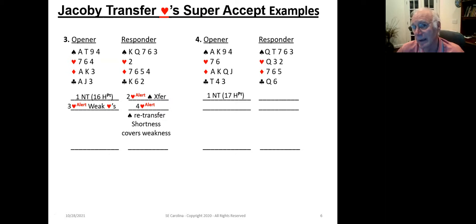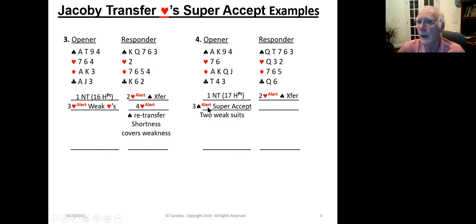Actually, it's a really nice 17. Okay, and the responder transfers to spades again. And in this case, the opener has 2 weak suits. You can see hearts and clubs. So what the opener is going to do is do a super accept and bid 3 spades. Remember, he's jumping in the transfer to suit. And by bidding 3 spades, he guarantees the hand's going to be right-sided.